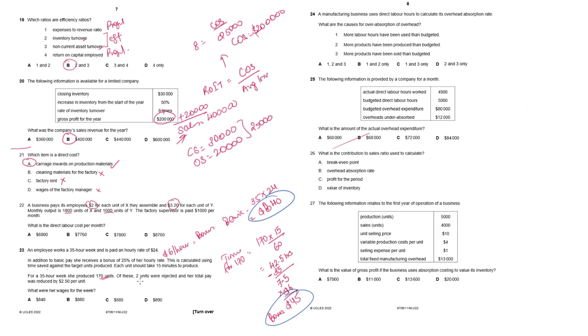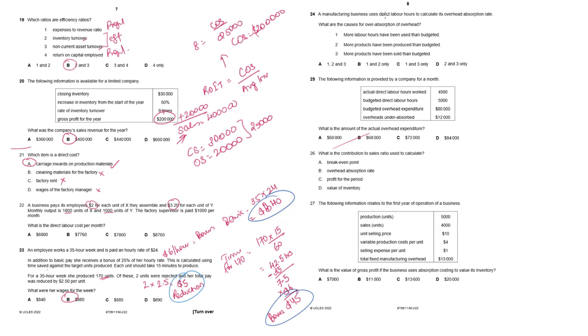But 2 units were rejected and her total pay was reduced by $2.5 per unit. Obviously, if you damage the resources of the factory, the manager will charge you for that. How much was she charged? Since 2 units she damaged, 2 into 2.5, $5 was reduced. So reduction. So 840 plus 45 minus 5, option B, 880.